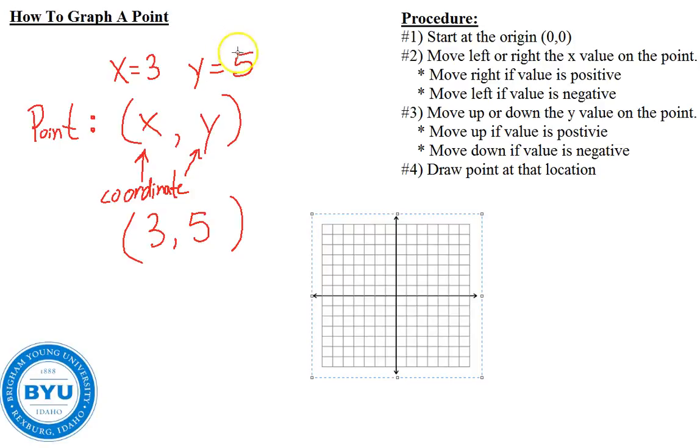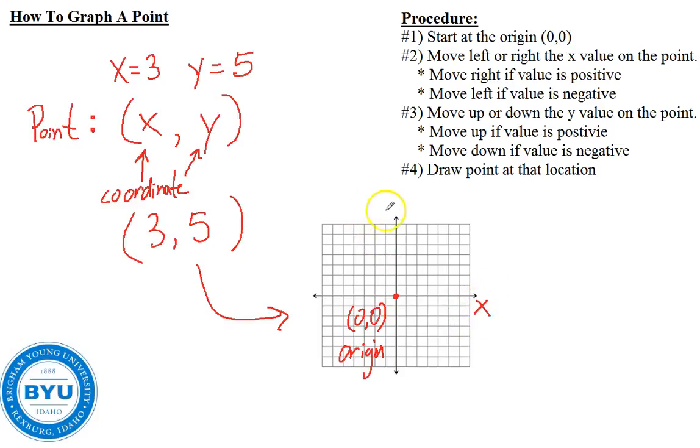So let's take a look at a graph. When you are given a point, for example, 3, 5, and you're asked to graph this, there's a couple of procedures to follow. First of all, you should start at the origin. The origin is where the two graphs meet. That spot right there is known as 0, 0, or the origin. You should also know that the horizontal axis is called the x-axis, and the vertical axis is called the y-axis.